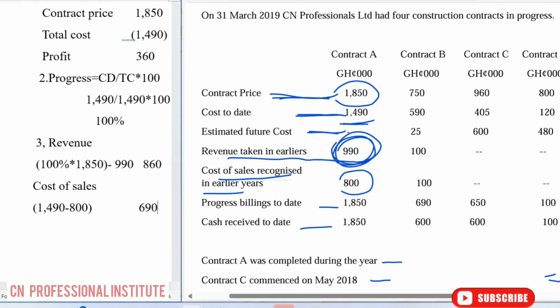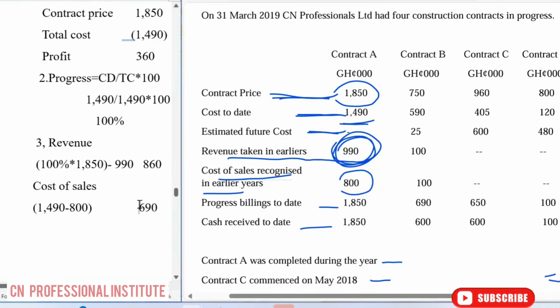Are you following? So you pick your cost. If you want to get your cost of sales, we use cost to date. So our cost to date is the same as our cost of sales. But if previously we've recognized cost of sales, then we have to less it. Are you getting it? Because the cost to date is cumulative. Okay. So we will less and we get this.